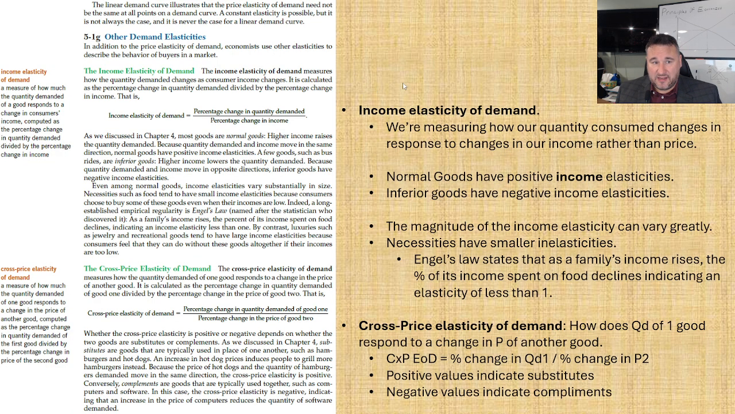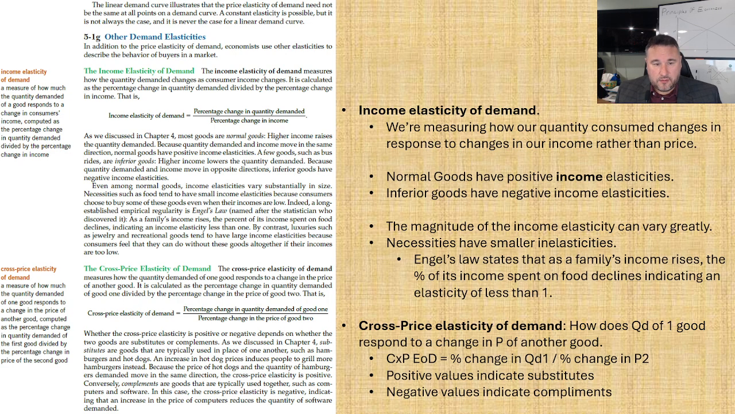So income elasticity of demand is another type of elasticity. This is very similar, but instead of changes in price, we're looking at changes in income. So if you suddenly make more, even if the price of the good has stayed the same, how is your demand going to change? Normal goods have positive income elasticities because as you make more, you're going to want more of them. The opposite is true for inferior goods.